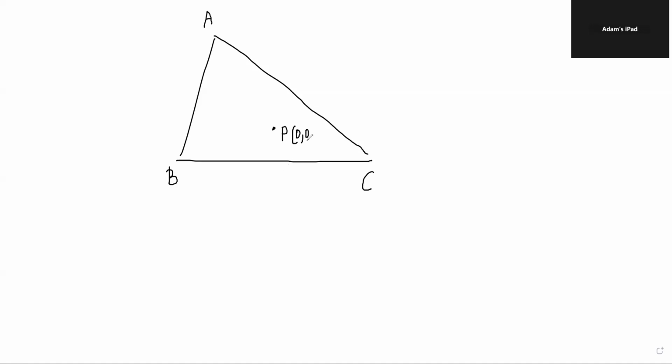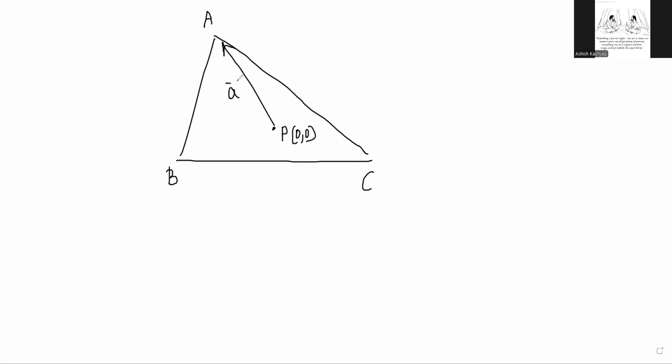So this is 0, comma 0. Now from point P, the position vectors of A, B, C are: this vector is A vector, this vector is B vector, and this vector is C vector. Are you understanding what I'm saying?